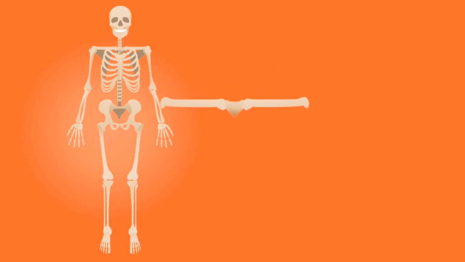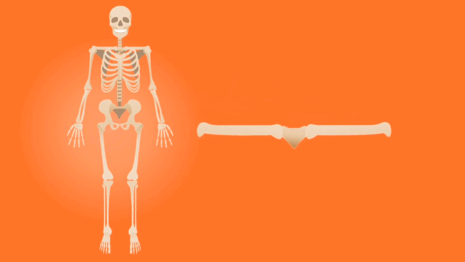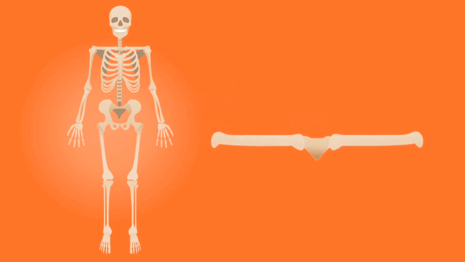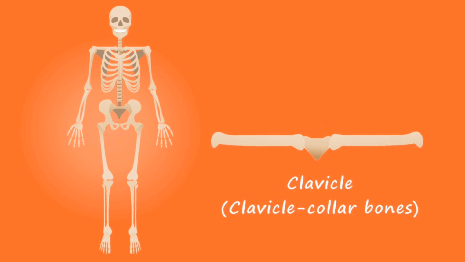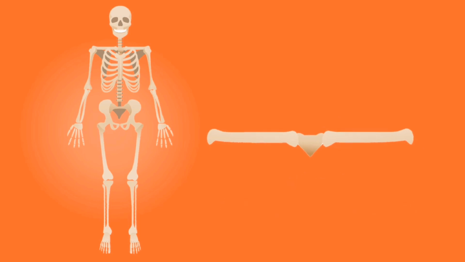Clavicle. The clavicle, or collarbone, is a slender S-shaped long bone, approximately 6 inches, 15 centimeters long, that serves as a strut between the shoulder blade and the sternum, breastbone. There are 2 clavicles, one on the left and one on the right.